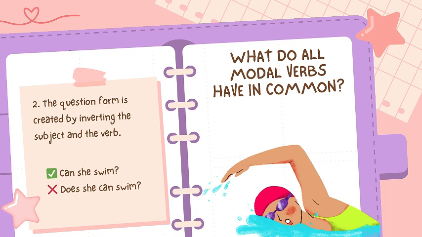Next, let's learn how to ask questions with them. It's super easy. You just need to invert the modal and the subject. To invert means to switch the order of the modal and the subject in the sentence. The question form is modal plus subject plus base verb. Look at this example. The correct one is can she swim, but the incorrect one is does she can swim.